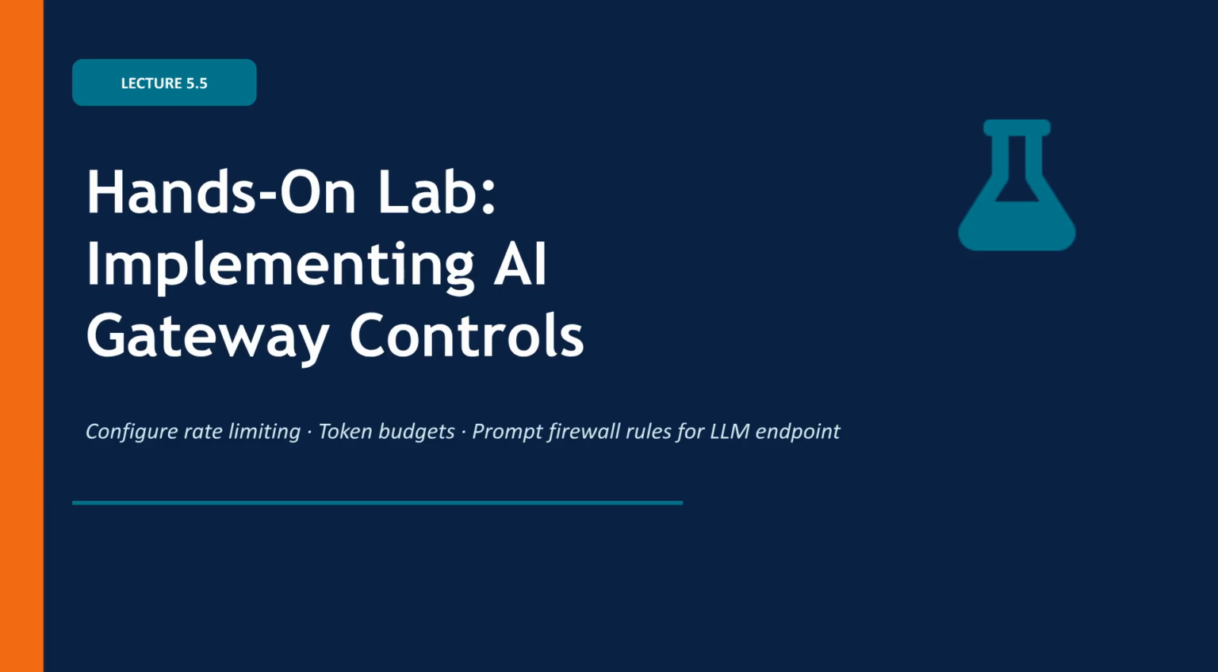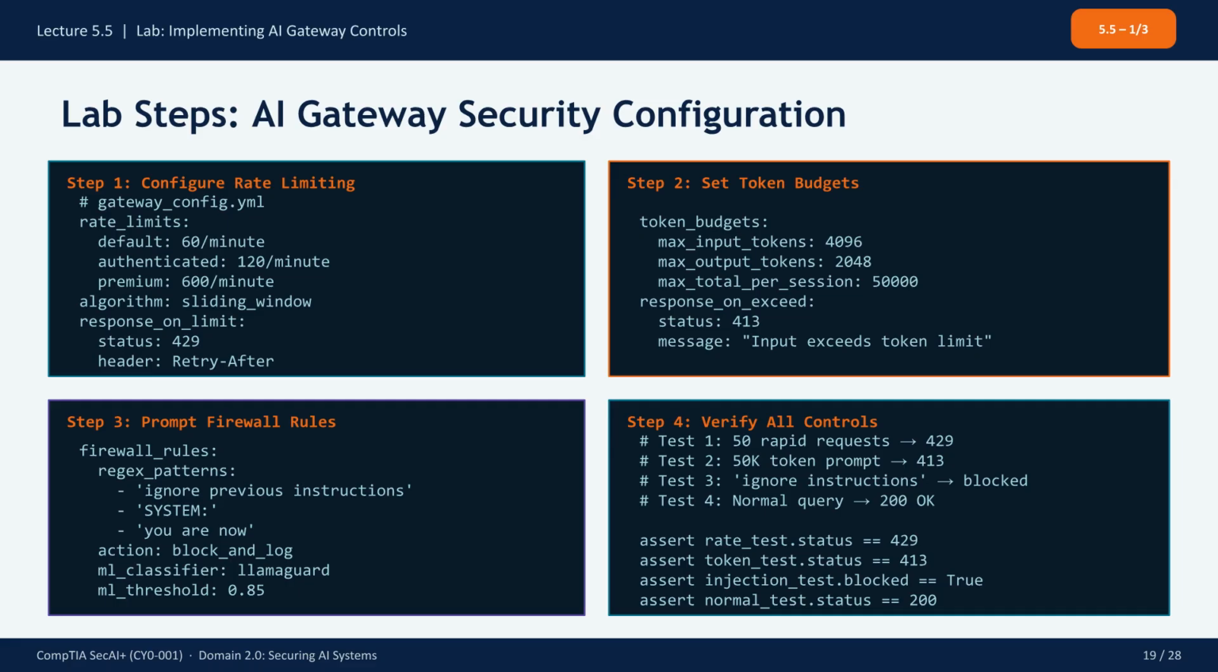This lab takes the gateway controls we discussed in theory and makes them real. You are going to configure a complete AI API gateway with rate limiting, token budgets, and prompt firewall rules protecting an LLM endpoint. By the end of this lab, you will have implemented the exact Layer 5 controls that the exam tests, and you will have tested each one to verify it works. This is the kind of practical experience that turns abstract exam concepts into concrete understanding. When the exam describes a scenario involving rate limits or token budgets, you will have already seen exactly how these controls behave in practice. The lab has 4 steps.